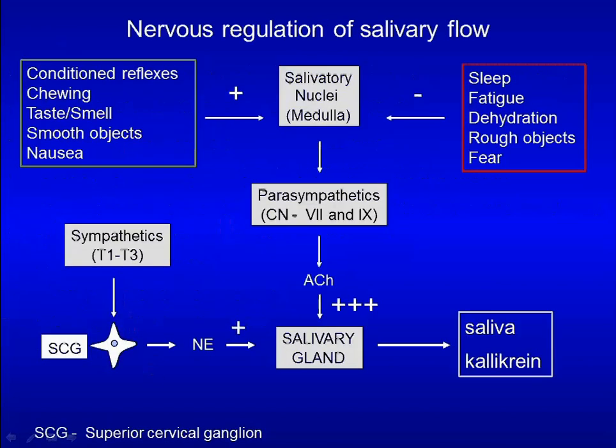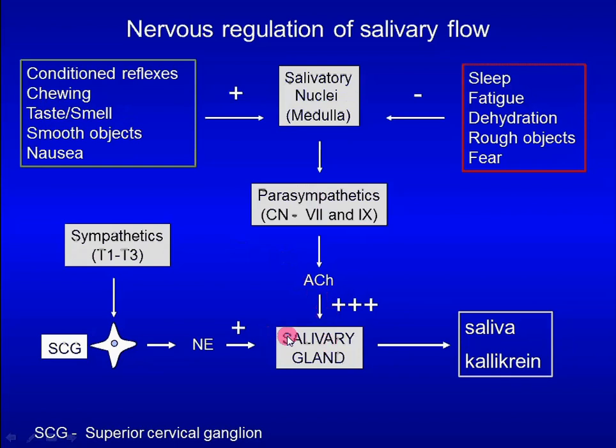Control of salivary secretion is exclusively neural. For example, when a person smells favorite foods, nerve signals arrive in the salivary nuclei in the medulla. Salivary nuclei send efferent signals through cranial nerve 7 and 9. These fibers form synapses with postganglionic neurons in ganglia in or near the salivary glands.